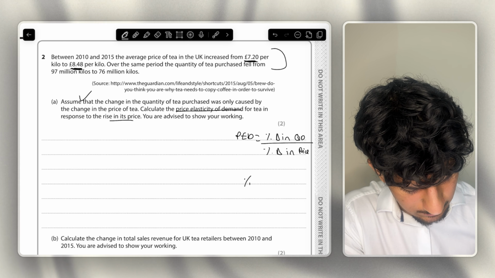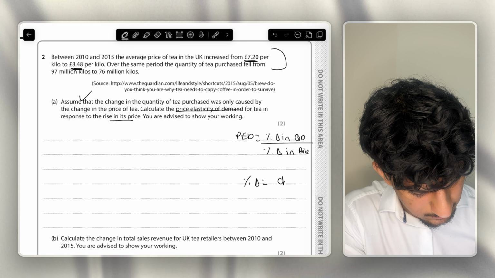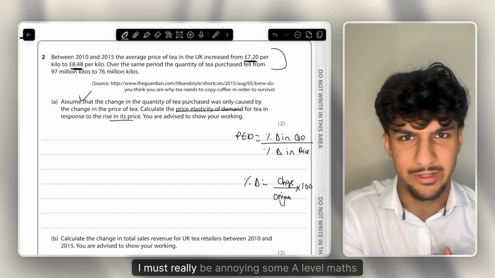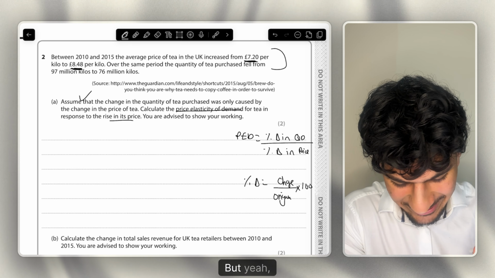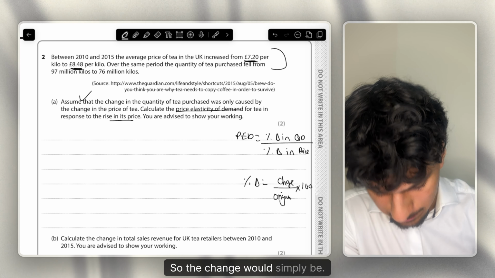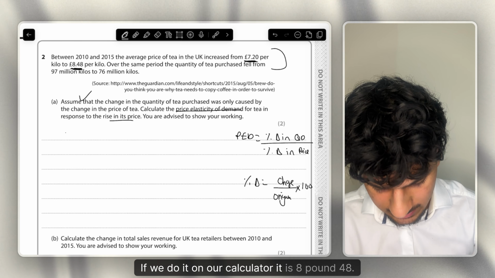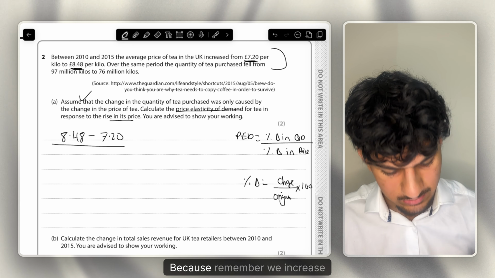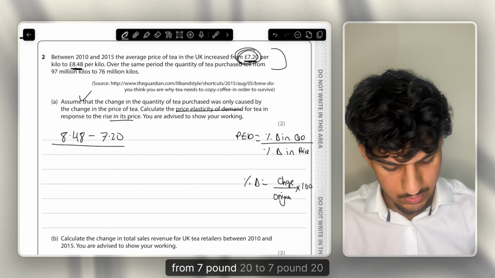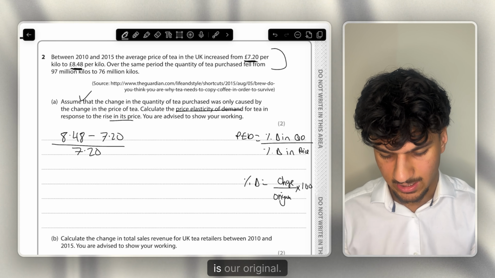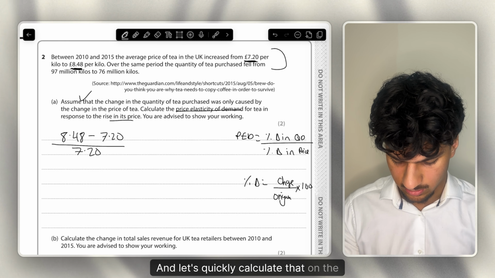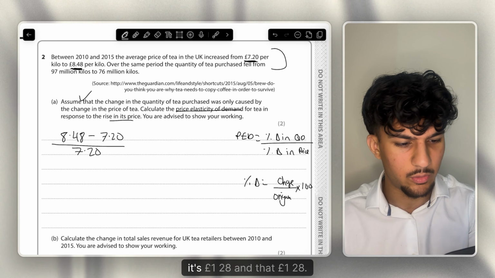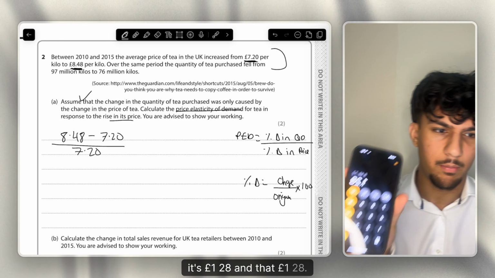So percentage change is change divided by original times 100. I must really be annoying some A-level maths people here. But yeah, so let's calculate the change. The change would simply be, on our calculator, £8.48 take away £7.20, because remember, we increased from £7.20, so £7.20 is our original. Let's quickly calculate that. Okay, so the change there is £1.28.